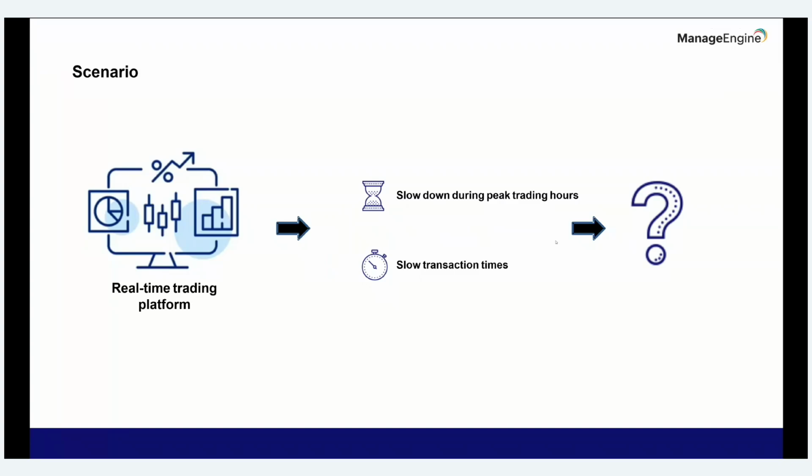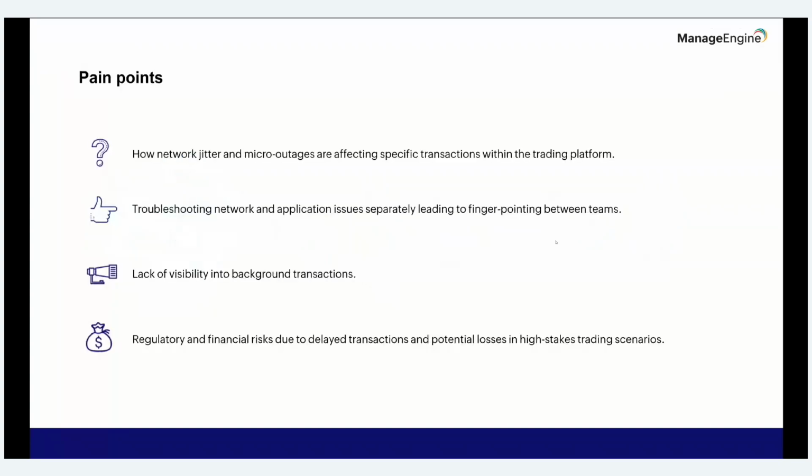So what are the pain areas when a critical application like this fails or doesn't function properly? What are all the pain areas that we'll be overcoming in our regular IT organization? It's going to be the network jitter and the micro outages, and how they are affecting the specific transaction within your trading platform. When you want to troubleshoot the problem, you approach the network team and they're going to pinpoint it's a problem on the application. So you go and check with your application team, and they're going to pinpoint it's something wrong with the network layer. But how do we get to the source here? How do we get to the pain areas? How can we resolve this? So these are all some pain points.